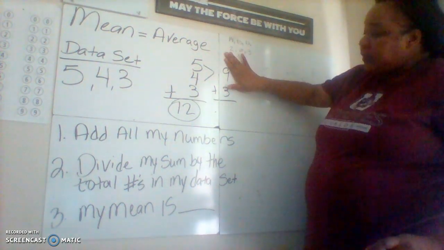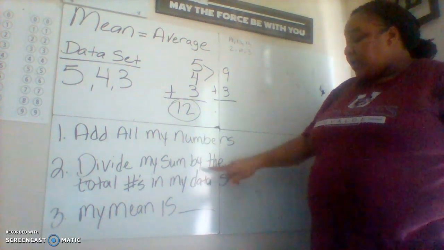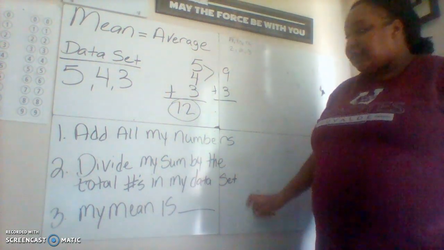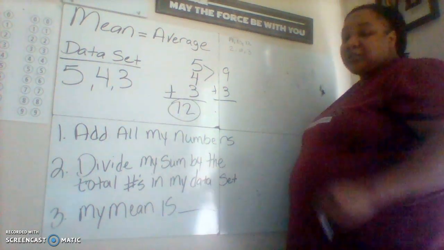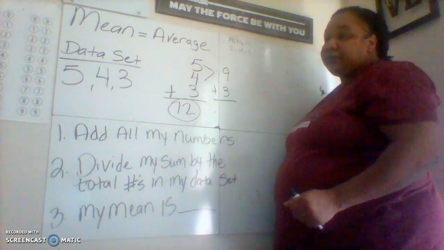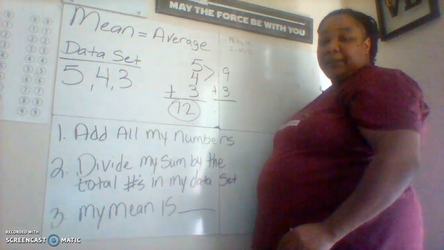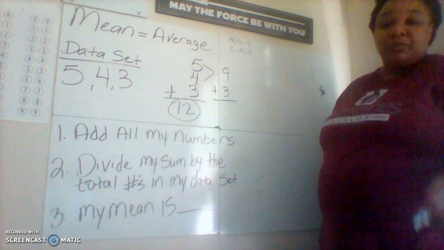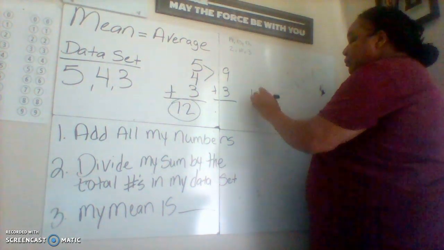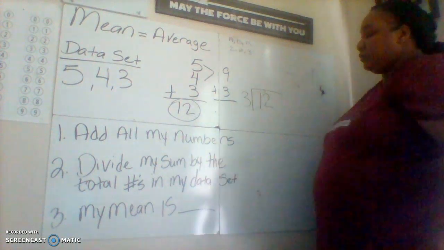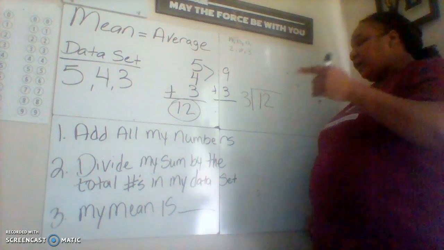Okay, now hold on to that one, okay? My second step is I'm going to divide my sum, which is 12, by the total number in my data set. So how many numbers do I have in my data set? Remember what we said earlier, I have 1, 2, 3 numbers in my data set, okay? So I'm going to divide 12 by 3. Okay? And I'm just going to set it up like this. 12 divided by 3 is, okay, let's figure this out.